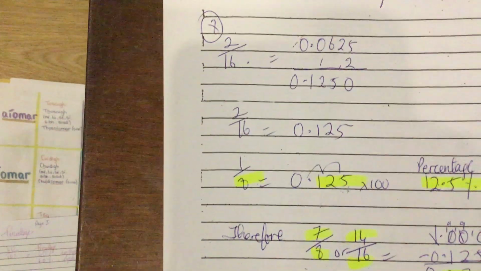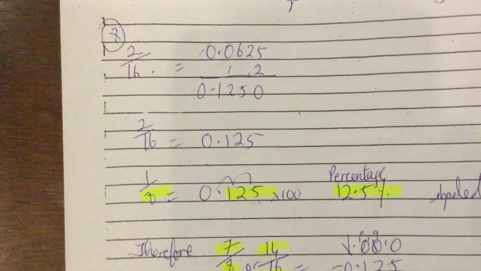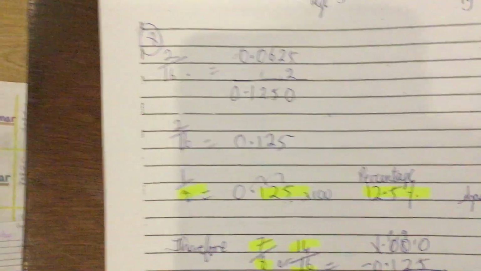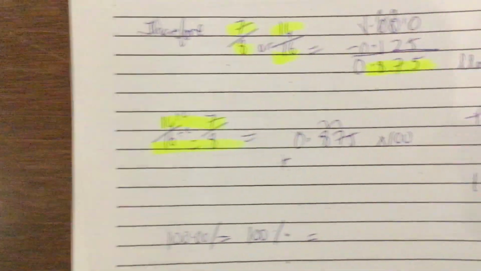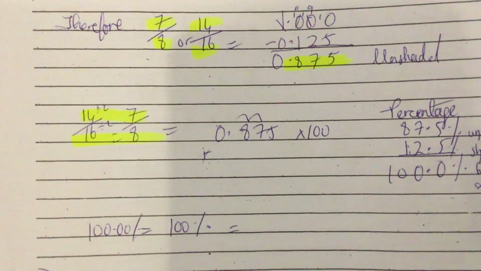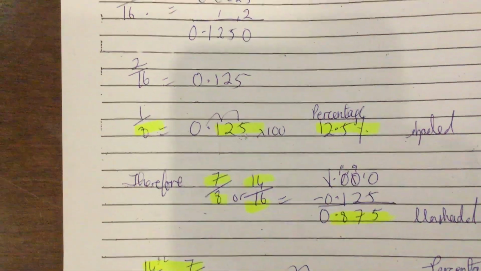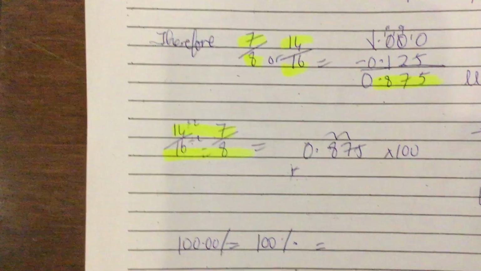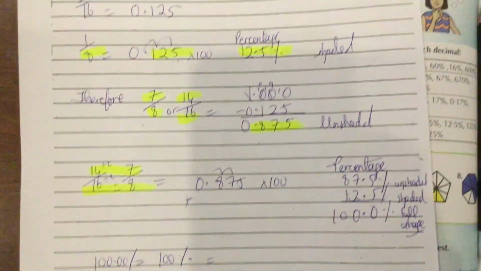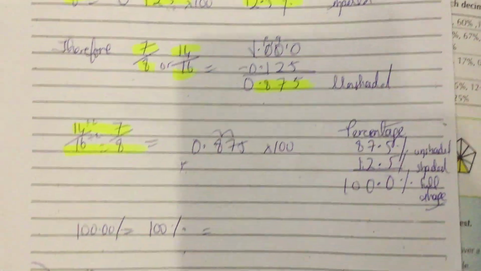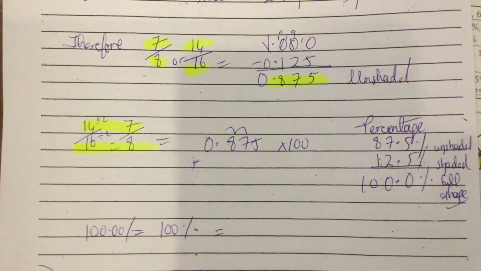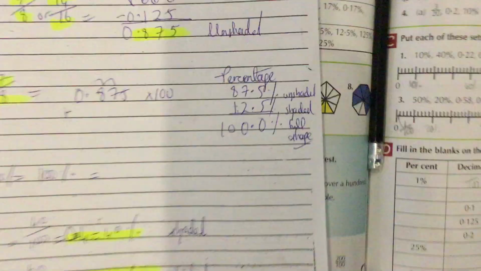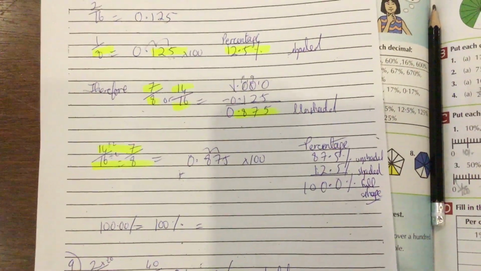14/16, because 2/16 is 0.125, or 2/16 is 12.5%. Therefore, 14/16 is 0.875 expressed as a decimal, because we multiply 0.125 by 7. And then to convert it, we multiply by 100, which is 87.5%. I hope you understand that. Okay, guys, they're all interchangeable.